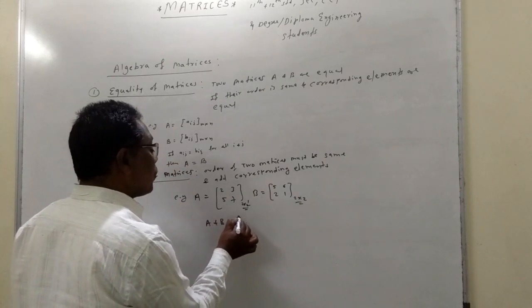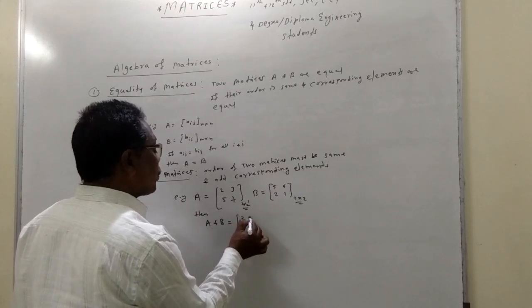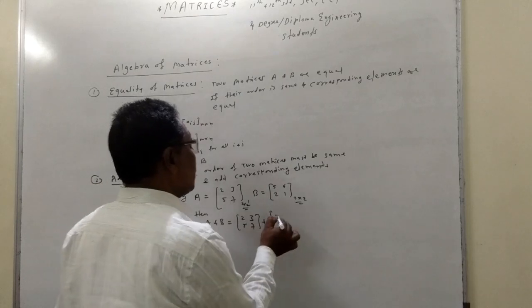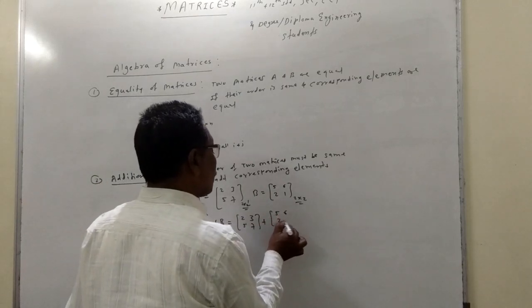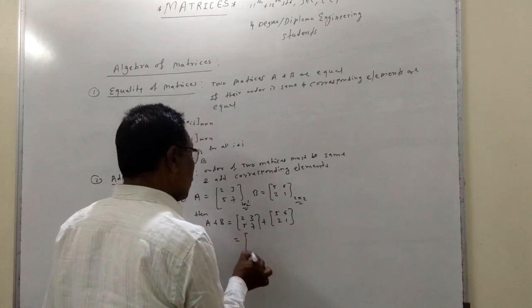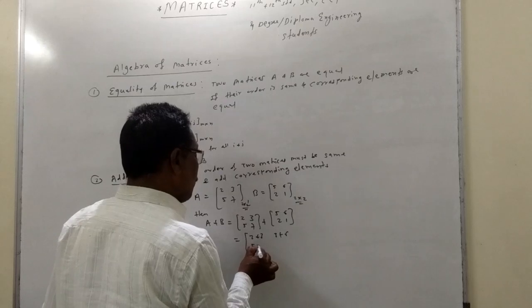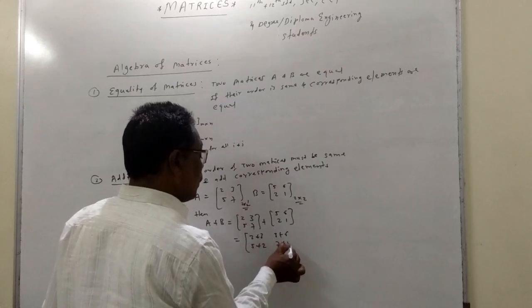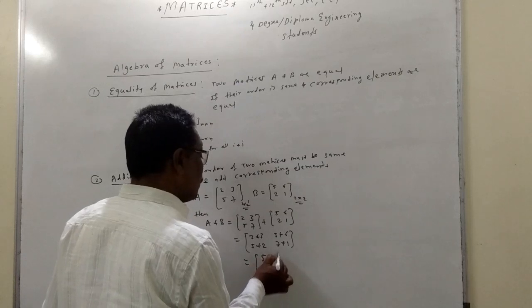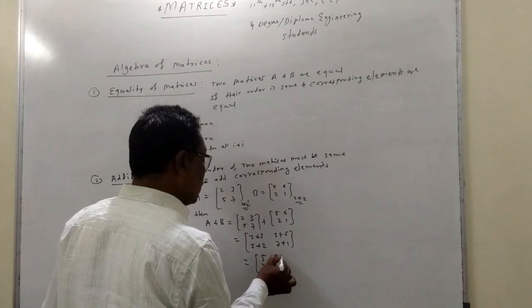So A plus B is equal to the matrix 2, 3, 5, 7 plus the matrix B, 5, 6, 2, 1. That is equal to 2 plus 5, 3 plus 6, 5 plus 2 and 7 plus 1. So 2 plus 5 is 7, 3 plus 6 is 9, 5 plus 2 is 7, 7 plus 1 is 8.